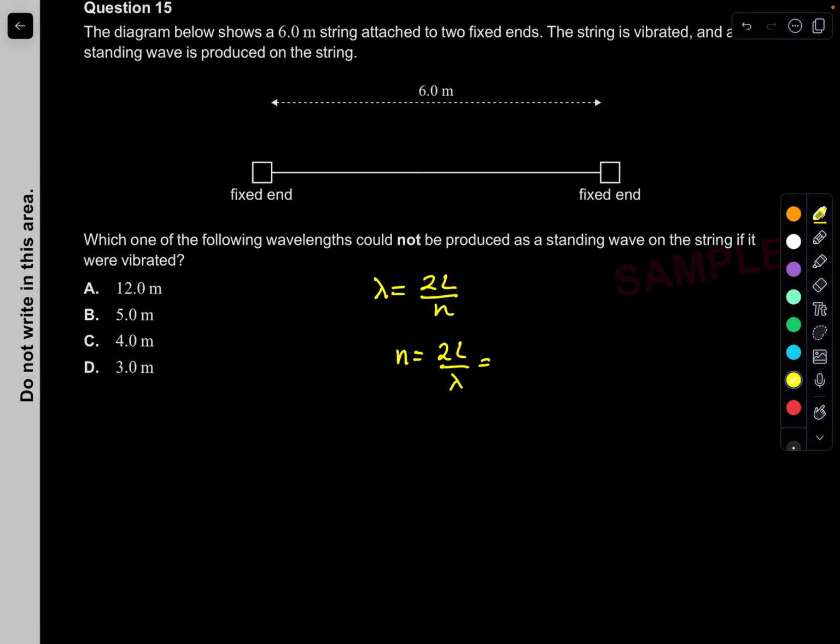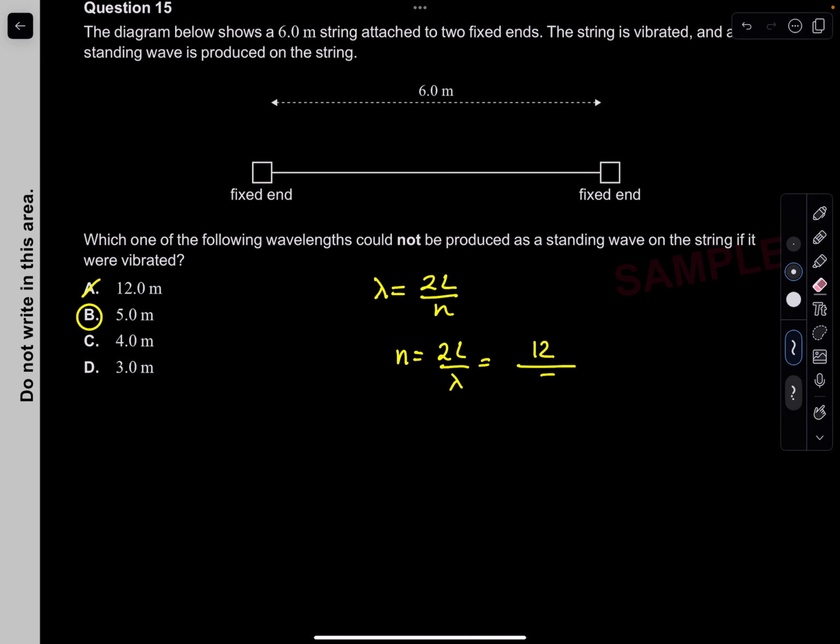So the first one, what's the length? It was 6, so 12 over 12. That's going to be 1. Again, 1 is an integer, so wrong. Let's try the next one. Your length gives 12, and your lambda is 5. Now here is a decimal. 12 over 5 is not a whole number. So it looks like B is your answer. Let's just check the other ones, why they are wrong.